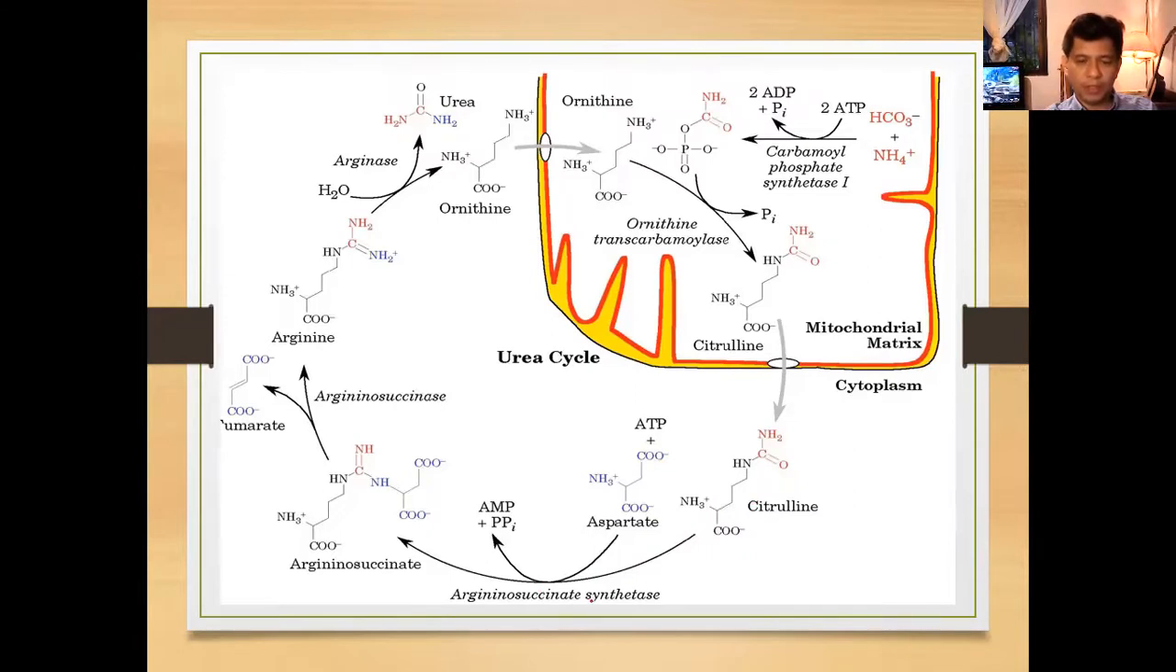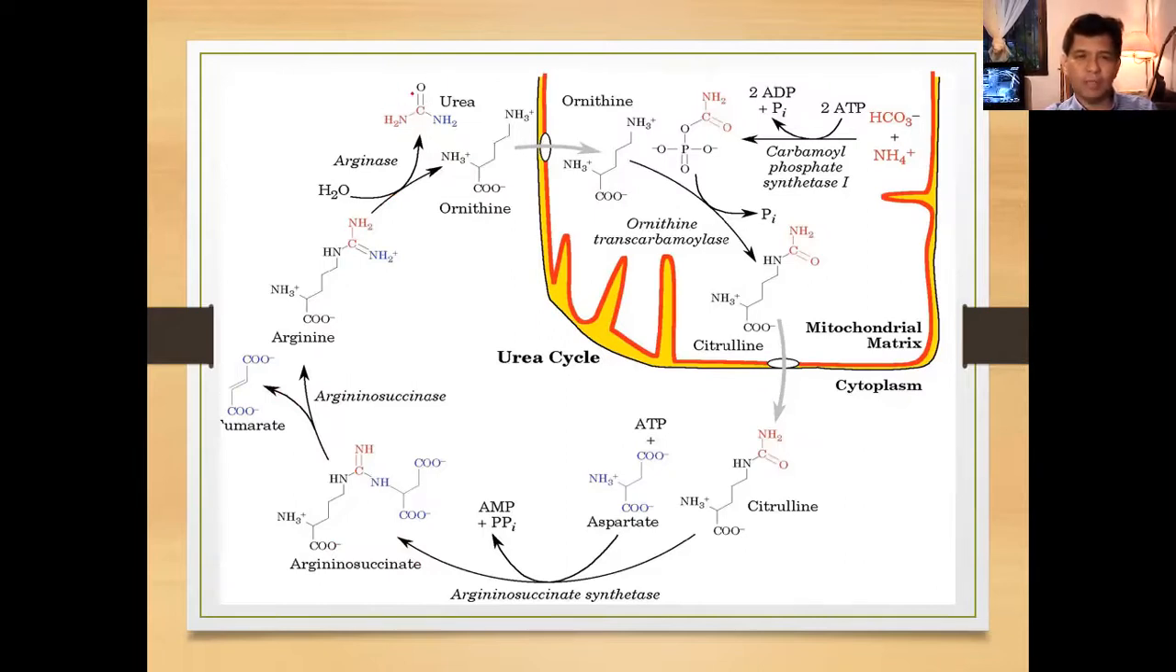Okay, so you have arginosuccinate synthetase, then you form this quite large molecule, arginosuccinate. Then this is acted upon by arginosuccinase, and it becomes two molecules. It will become fumarate. Remember fumarate, the one in the Krebs cycle, so it enters the Krebs cycle. Then you have arginine, an amino acid. Arginine will be acted upon by arginase, another enzyme, and then you form your urea.